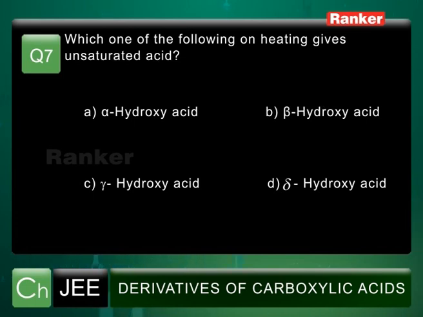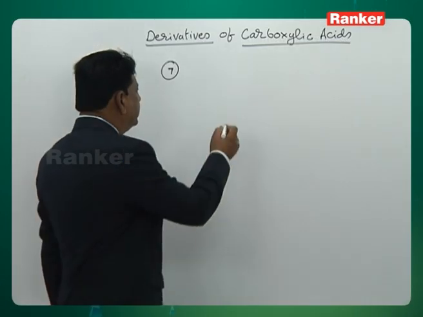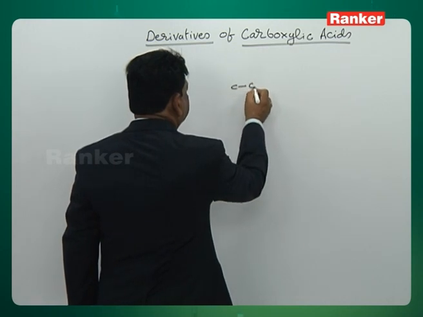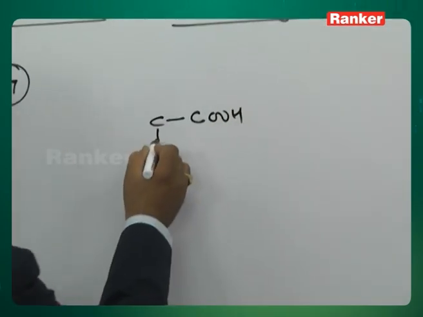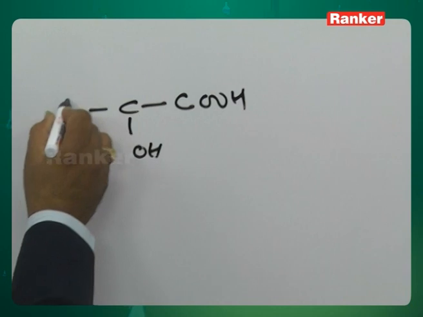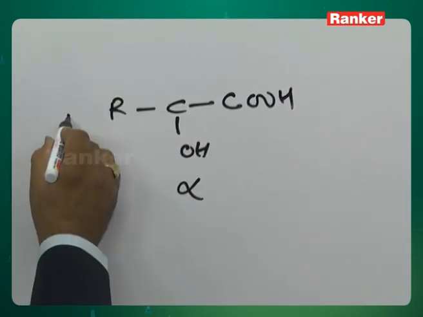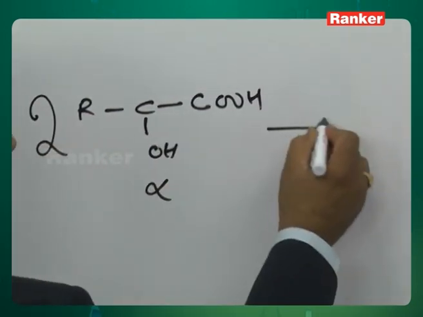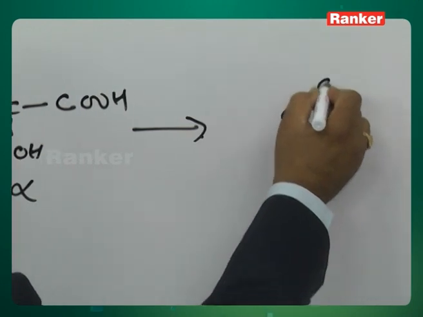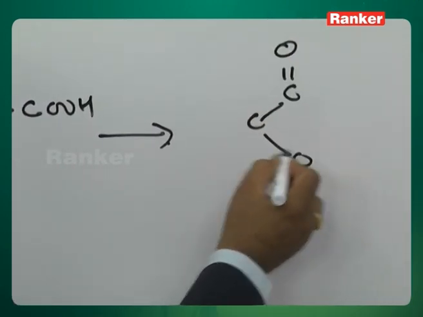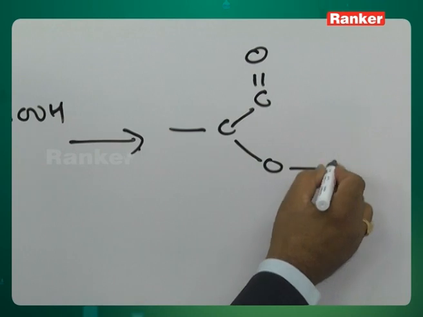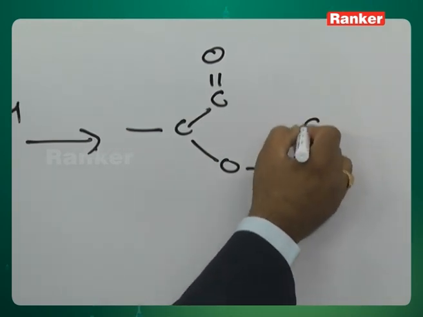Out of these 4 different carboxylic acids, what happens here is when a carboxylic acid has an OH on the alpha position, then 2 such compounds will react and become like this. One carboxylic acid and one alcohol will react mutually.